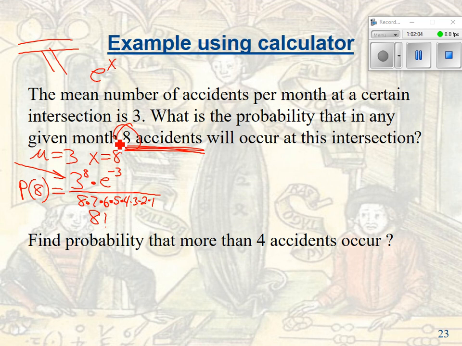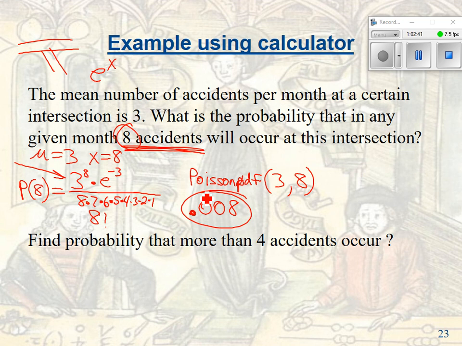If we're going to use the setup in the calculator, then we go second, bars, go down to B, we go down to Poisson PDF. And we punch in the mean, which is 3, and we punch in our X, which is 8. You get the same thing either way. What's it come out to be? 0.008.